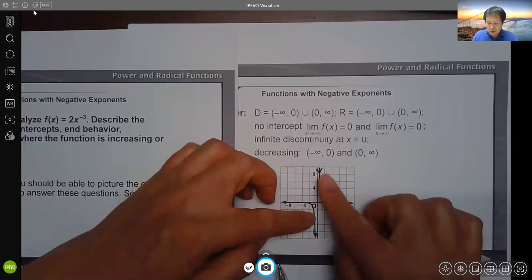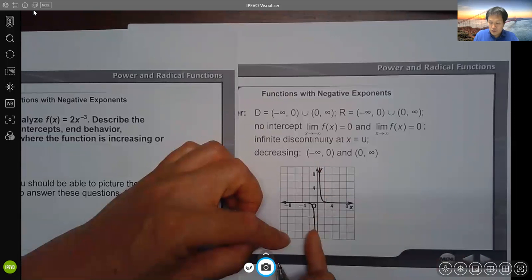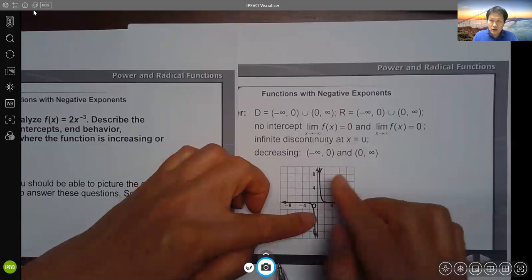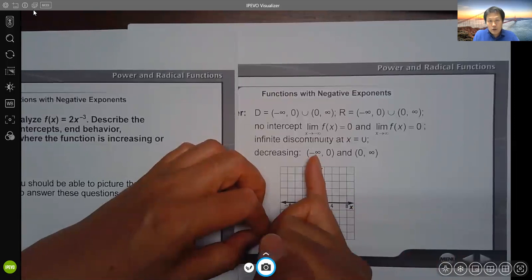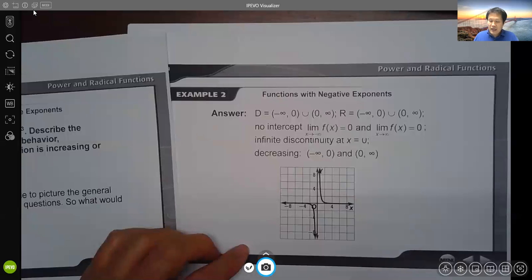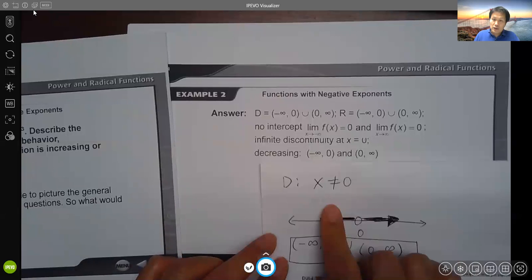It's not connected at x equal to 0 right here. You see this curve, that curve, they are not connected to each other. And that split happens at x equal to 0 right here. So what is the domain? X cannot equal 0 is the domain.